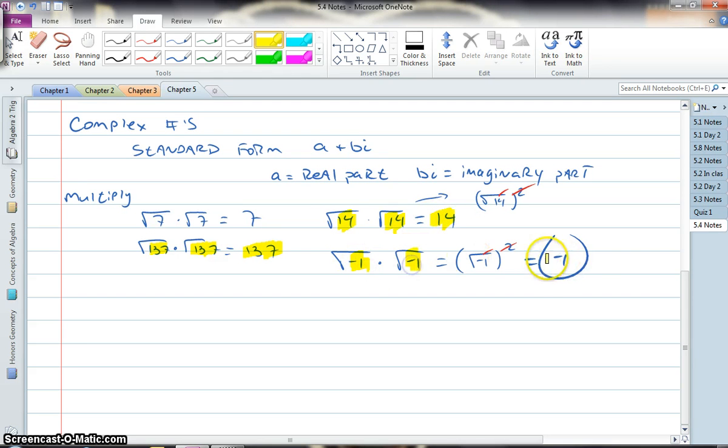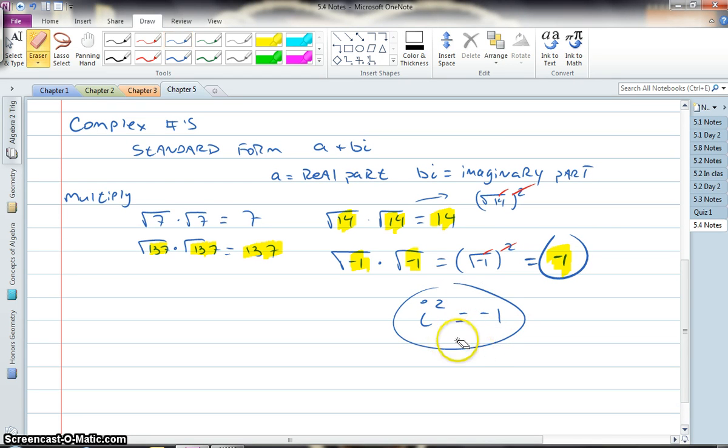Negative 1, negative 1, negative 1. All right, you can't think of it in a sense of, well, negative times a negative is a positive. No, that doesn't work here. It's the square root of the square root. You get the same number under the square root. So what conclusion can we draw from this is that i squared is equal to negative 1.